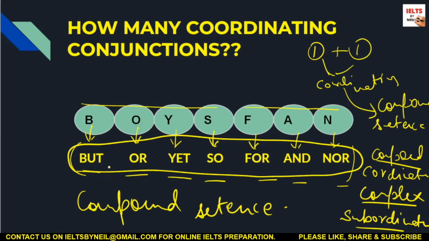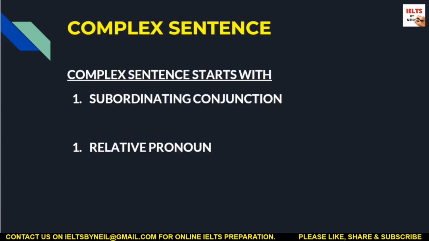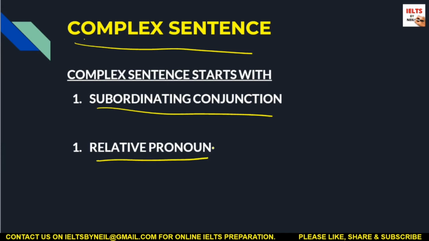So compound sentences are clear. Let's move back to the complex sentence. Again, to start with complex sentence, any sentence that starts with a subordinating conjunction or a relative pronoun is called a complex sentence, okay? And a compound sentence has a coordinating conjunction. Two simple sentences plus one coordinating conjunction will give you a compound sentence. And a complex sentence starts with a subordinating conjunction or relative pronoun.